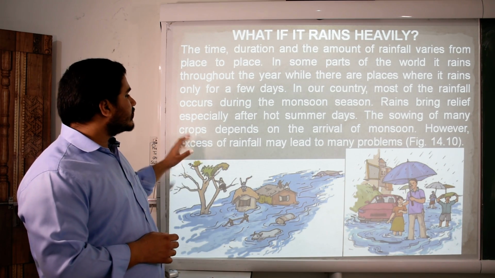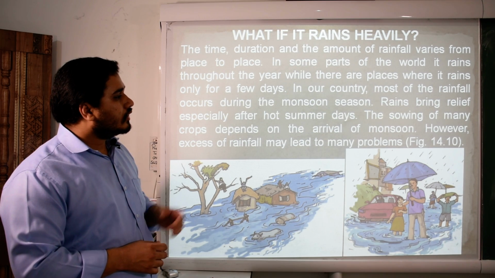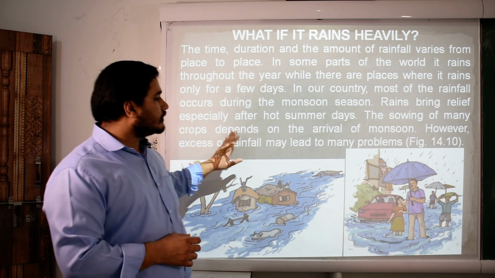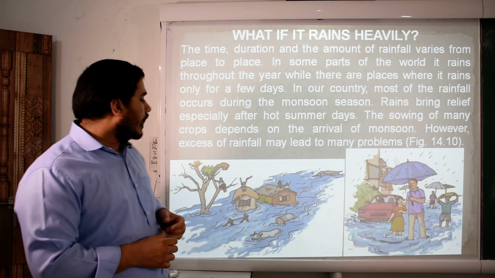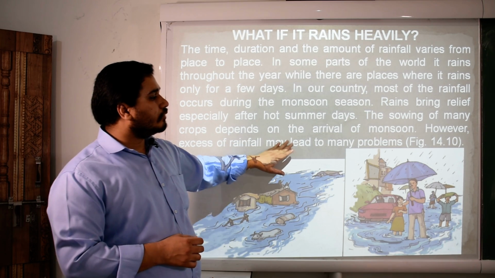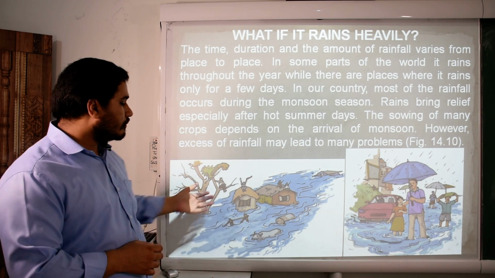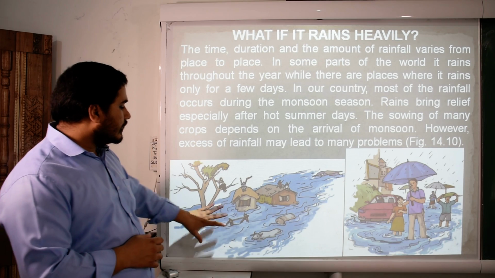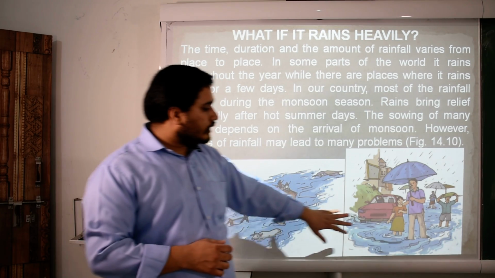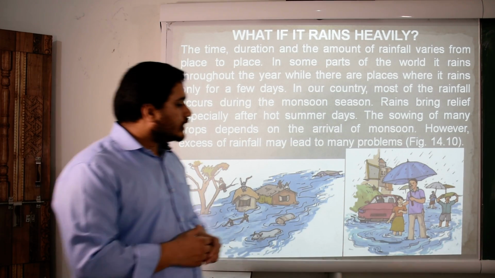Rains bring relief, especially after hot summer days. The sowing of many crops depends on the arrival of the monsoon. However, excess rainfall may lead to many problems. See figure 14.10 for both of these: the conditions of floods and the conditions of water not draining into the sewage tanks.